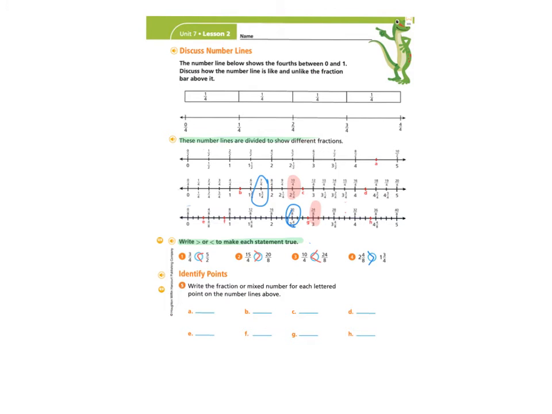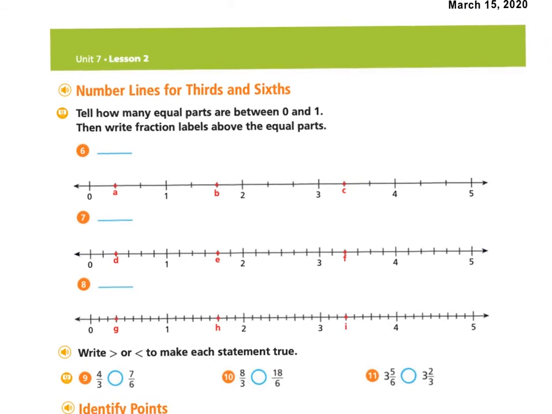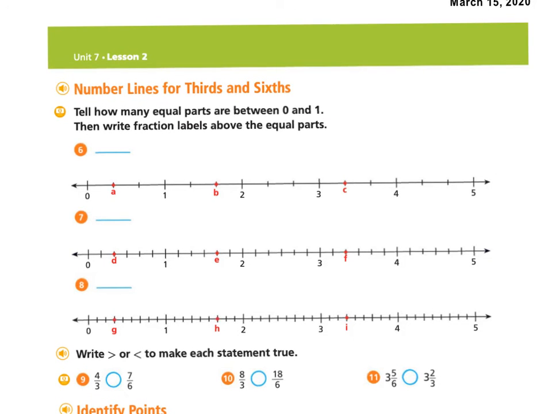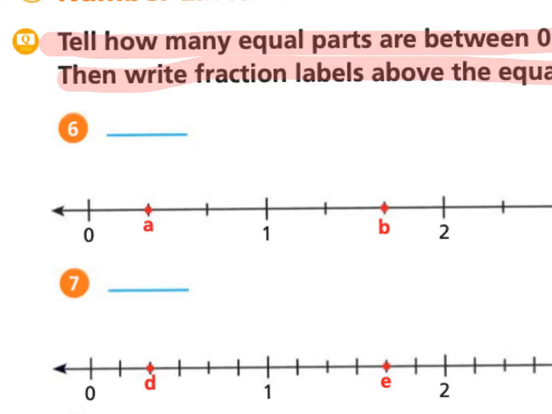Let's turn the page and keep working. Turn in your books one page over to 336. Let's look at the directions for the top part. It says, tell how many equal parts are between 0 and 1. Then write the fraction labels above the equal parts. Let's get close here. Starting at 0, let's do our numerators first, just like we practiced.